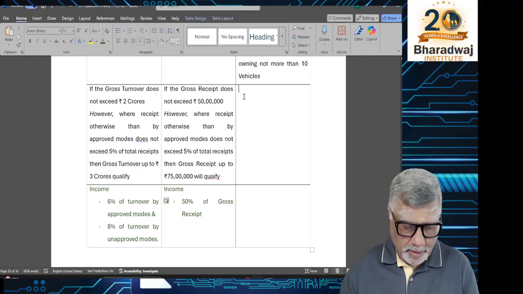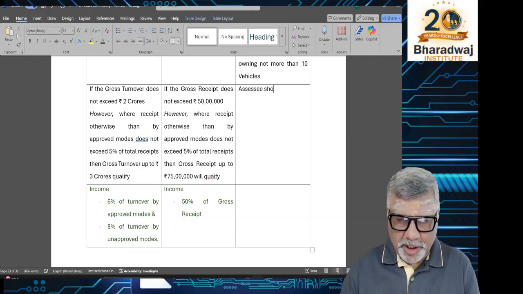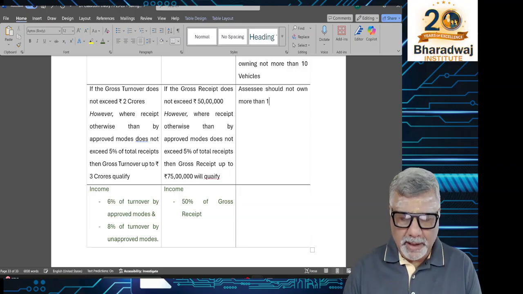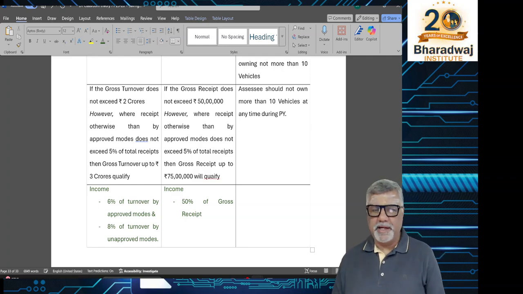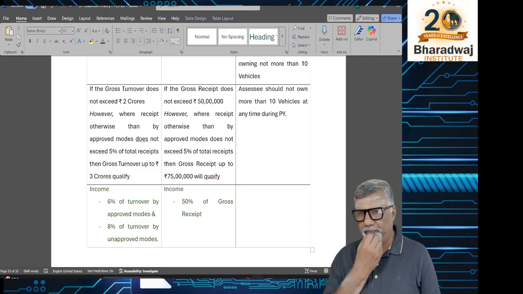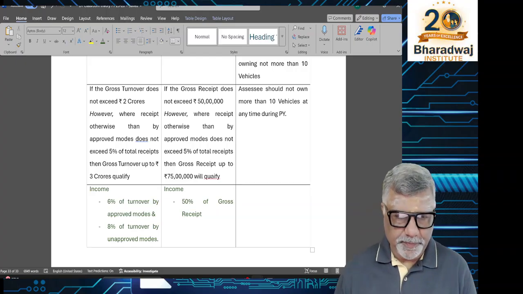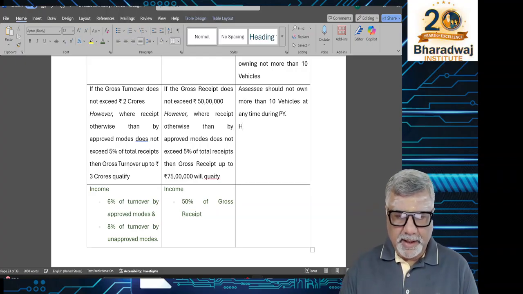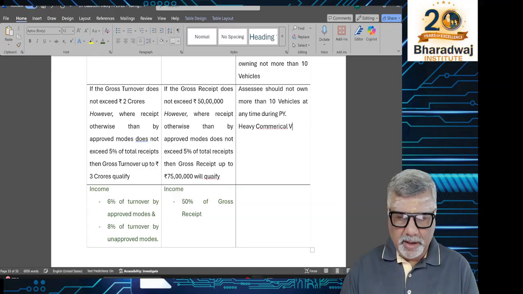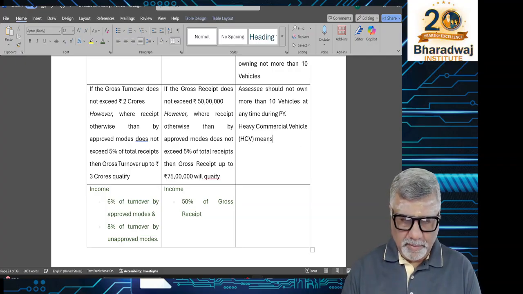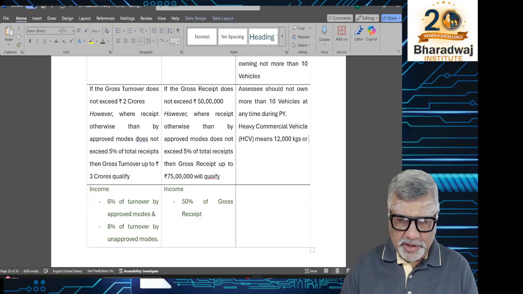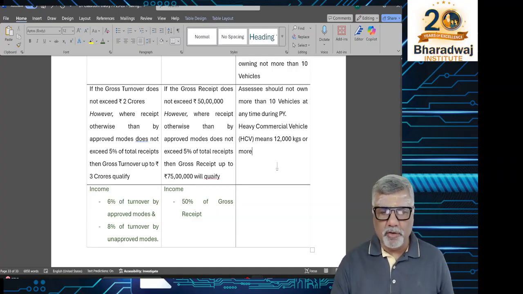Okay. I have written that the assessee should not own more than 10 vehicles at any time during the previous year. It's not at the beginning or end, but at any time during the previous year. Heavy commercial vehicle means 12,000 kgs or more gross weight.